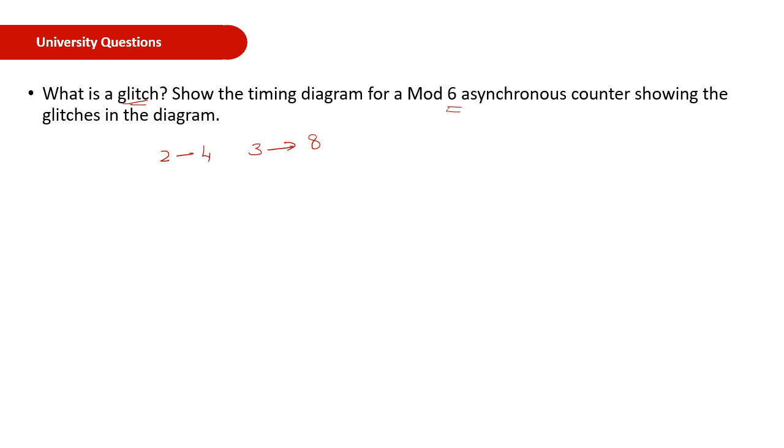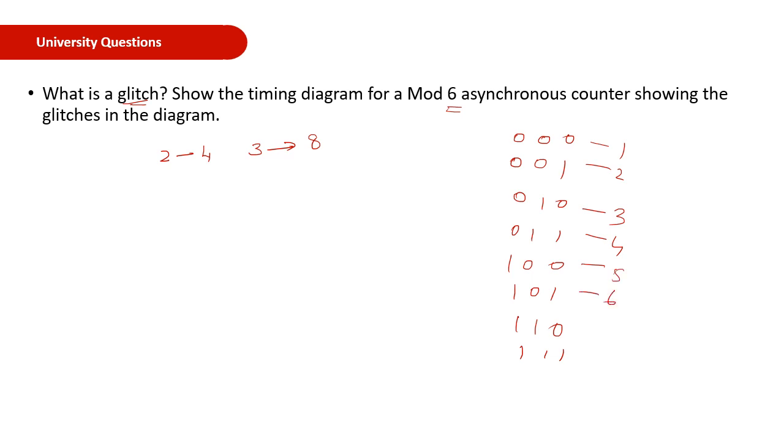In this case, if you are designing a mod 6 counter, the states are 000, 001, 010, 011, 100, 101, 110, 111. These are the states of a mod 8 counter, or the states you will get when you are using 3 flip-flops. But here, this is the first state, this is the second, third, fourth, fifth, and this is the sixth state.